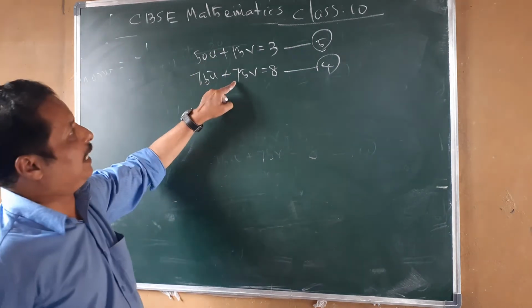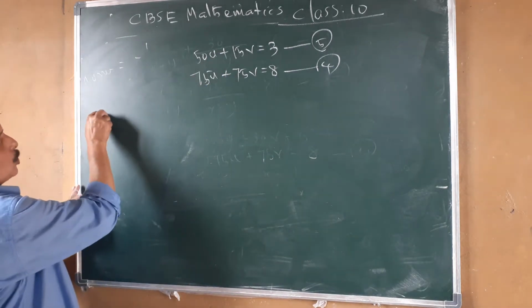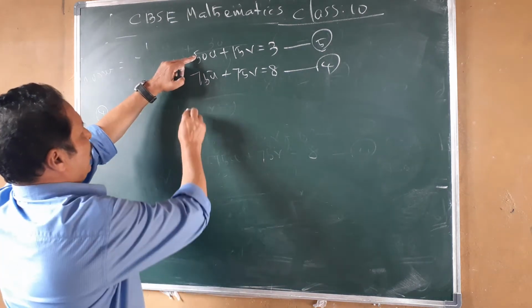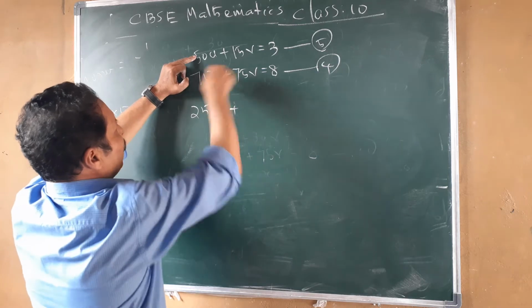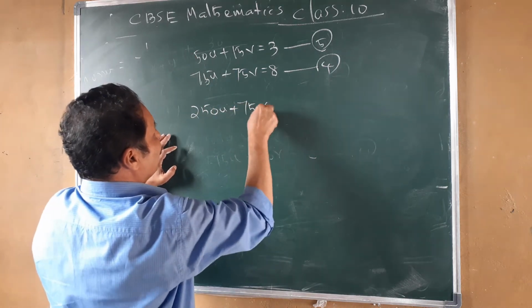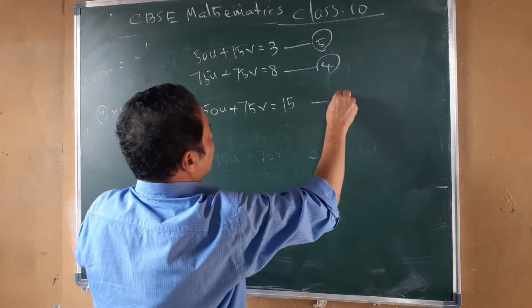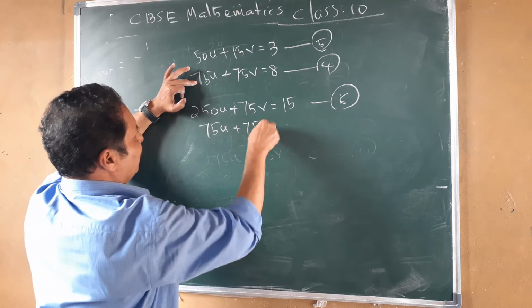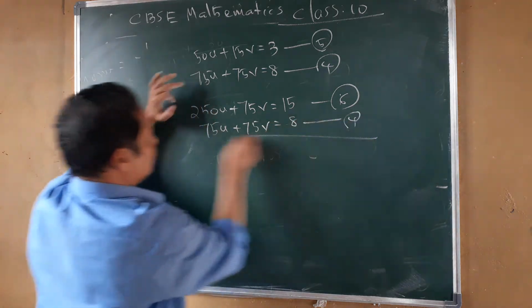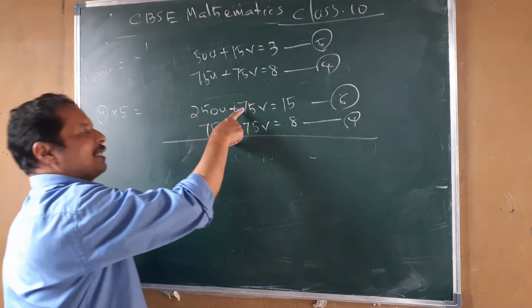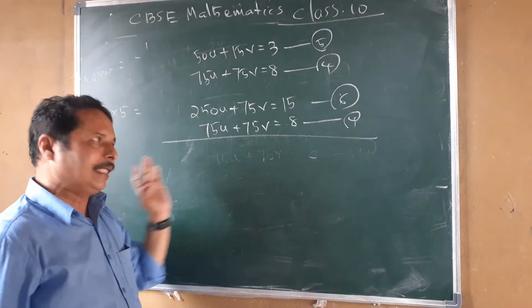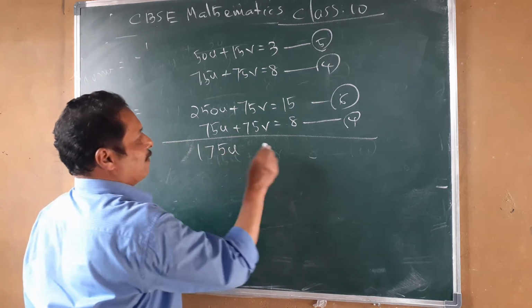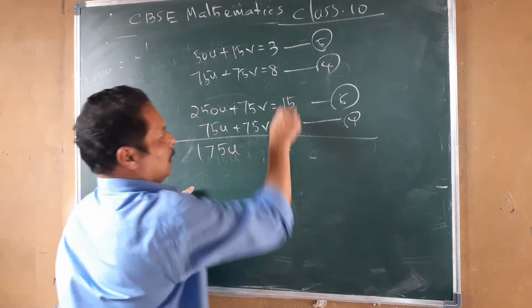Now 15 into 5 equal to 75. So equation number 5 into 5, that's by elimination method. 5 into 50, 250u. 5 into 15, that is 75v. 5 into 3 equal to 15. That is equation number 6. And the fourth one is 75u plus 75v equal to 8. Then you subtract, 75v minus 75v cancels. So if you subtract it, you get like this. That is 175u equal to, let's get cancelled, that is 7.